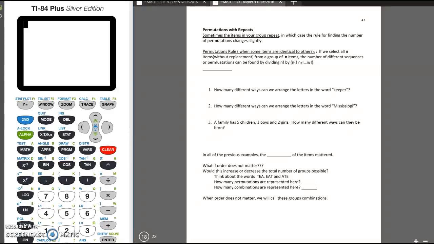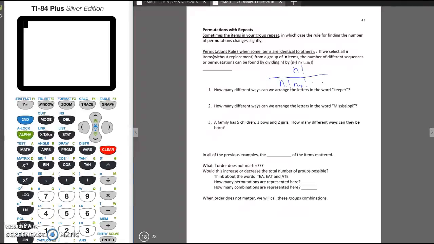Now we're going to talk about permutations with repeats. Sometimes the items in your group repeat, in which case the rule for finding the number of permutations changes slightly. If we select n items without replacement, the number of different sequences or permutations can be found by dividing n factorial by n1 factorial and n2 factorial. Those are the number of times something is repeating, so we do n factorial over n1 factorial and n2 factorial and so on.